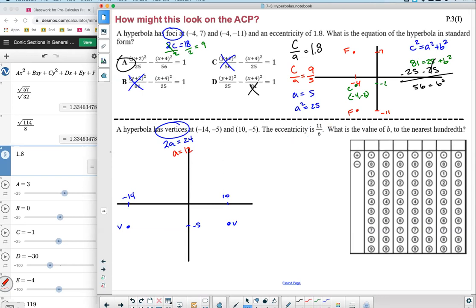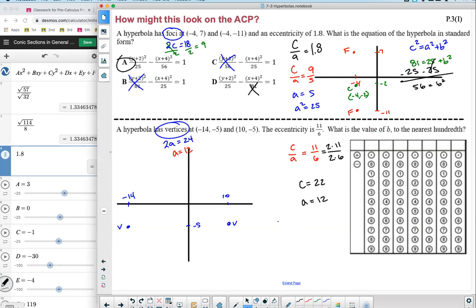Now here's what's tricky on this problem. It says the eccentricity is 11/6. So what's interesting is eccentricity we just saw is C divided by A. So C divided by A is 11/6, which makes us think that A is 6. But we know A is 12. What this means is this fraction has been reduced. So if A equals 12, it's kind of like saying 2 times 6, which means the numerator is 2 times 11. So my C actually equals 22. My A actually equals 12.